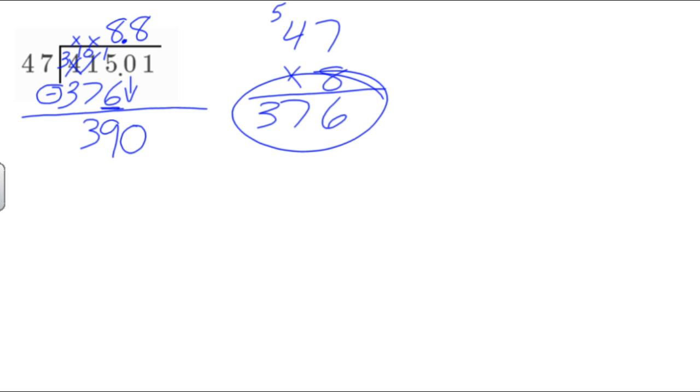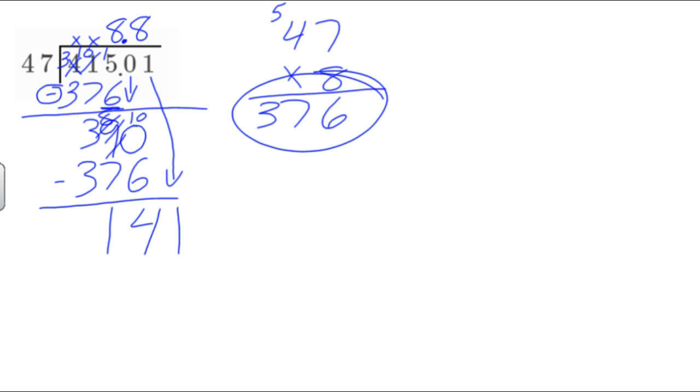So I'm going to go in 8 again. And 376. Subtract. Again, I can't take 6 from 0, so I have to borrow. That's going to be an 8. This is 10. 10 minus 6 is 4. 8 minus 7 is 1. 3 minus 3 is 0. And then I bring down my next number, 141.